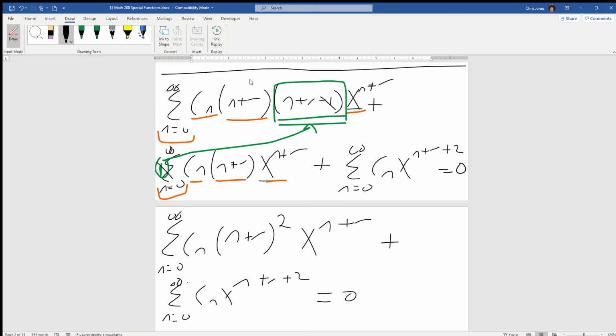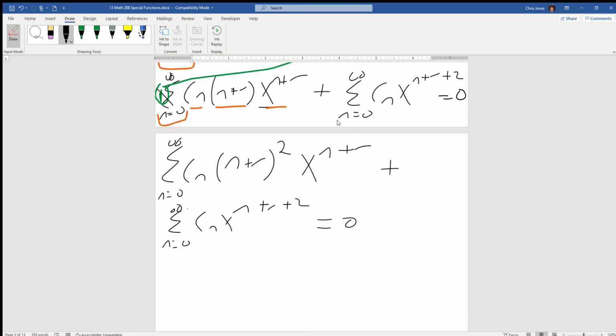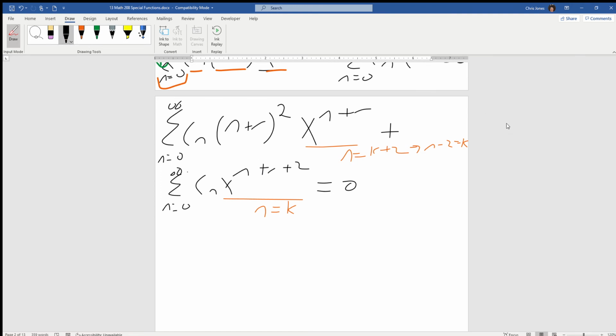Now, just like we've done a number of times, before we go on we have to make sure that our bases of x have the same exponent. So we are going to have to use a substitution. We're probably very used to it by now. n is going to be equal to k plus 2, which implies that n minus 2 is equal to k. And then also over here, n is going to be equal to k. These aren't too difficult to rewrite.